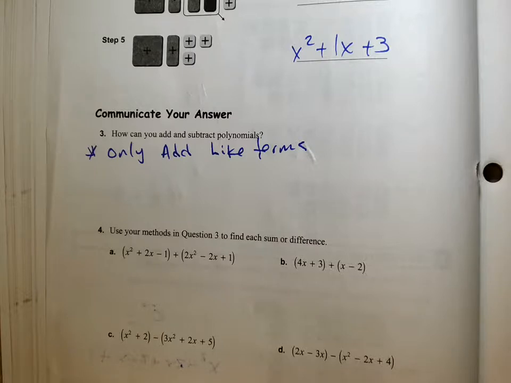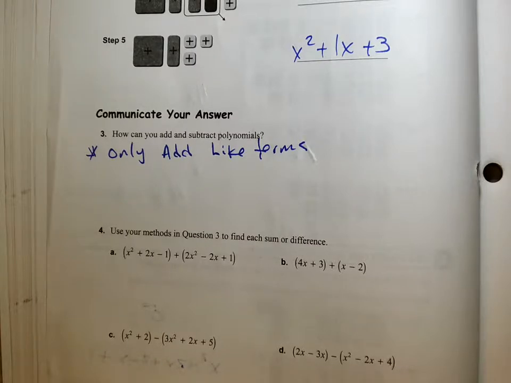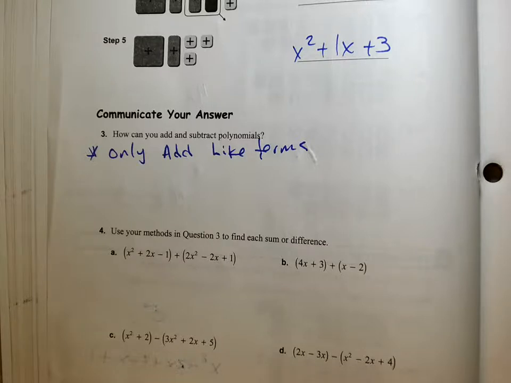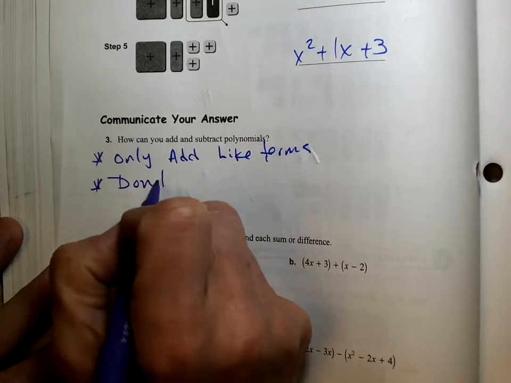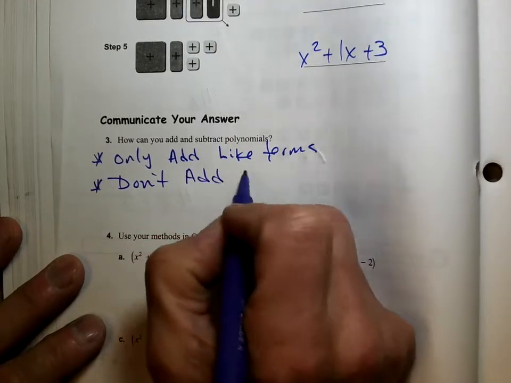What does that mean? Well, do we add x squareds with the x cubes? No. Do we add x squareds with x's? No. We add x squareds with x squareds. We add y's with y's. We add y squareds to y squareds. We add z's to z's, but we don't add x's to y's. They're different. Okay. Second thing we've got to remember: don't add exponents.